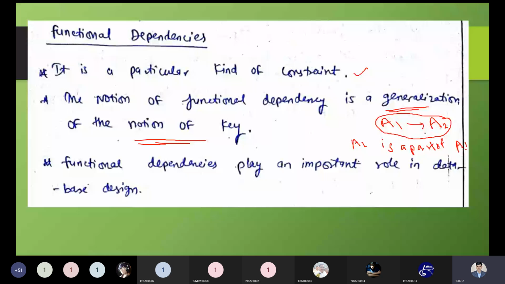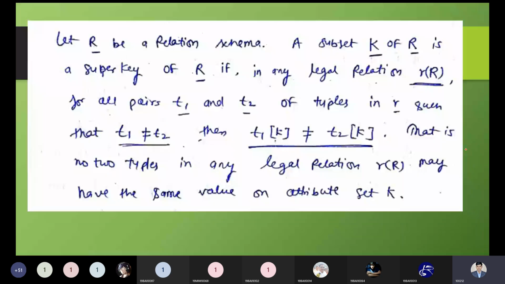Functional dependency plays an important role in the database. Now it is clear to all what is meant by the word generalization I have written here? Yes, sir. Okay, so here mathematically we will see some concepts and you will understand the point.